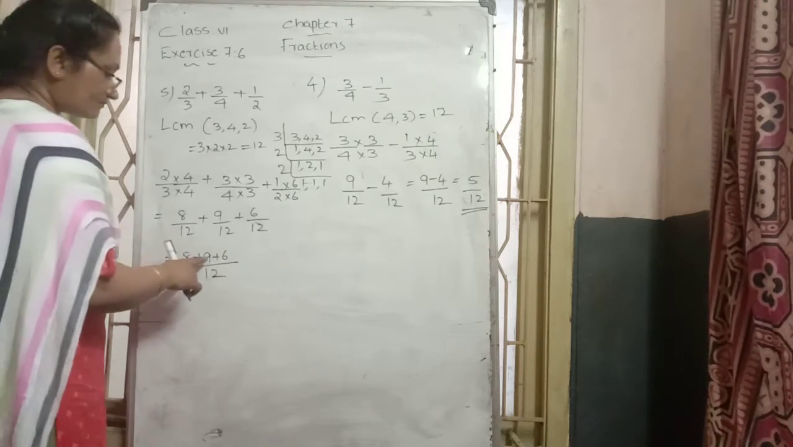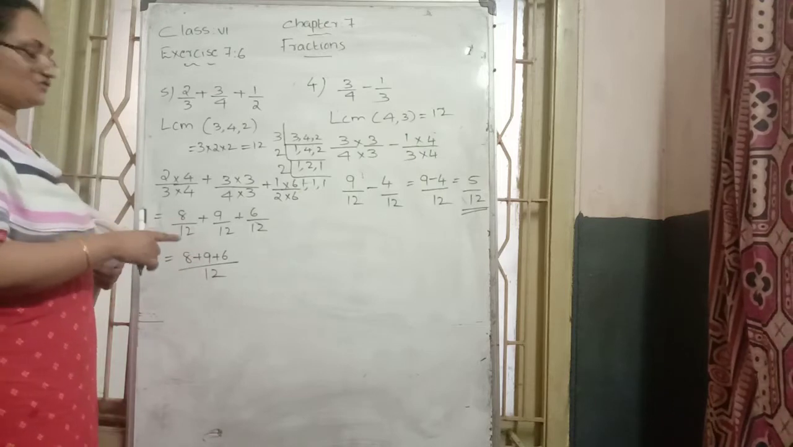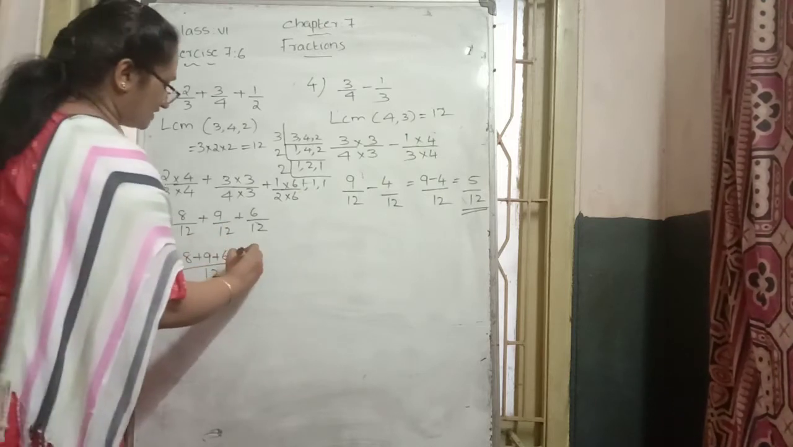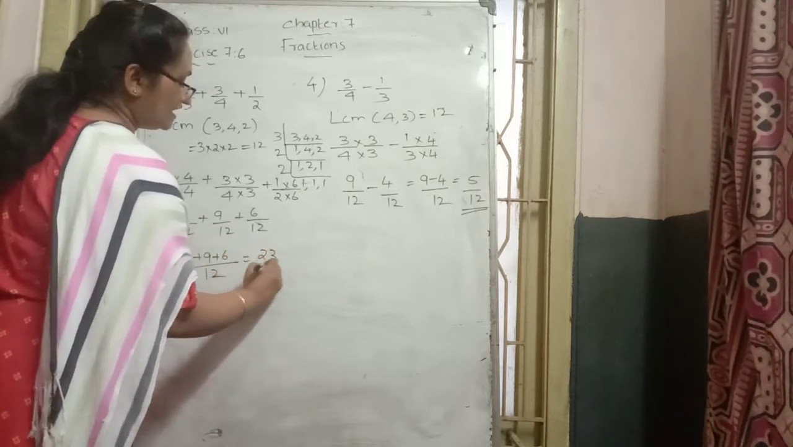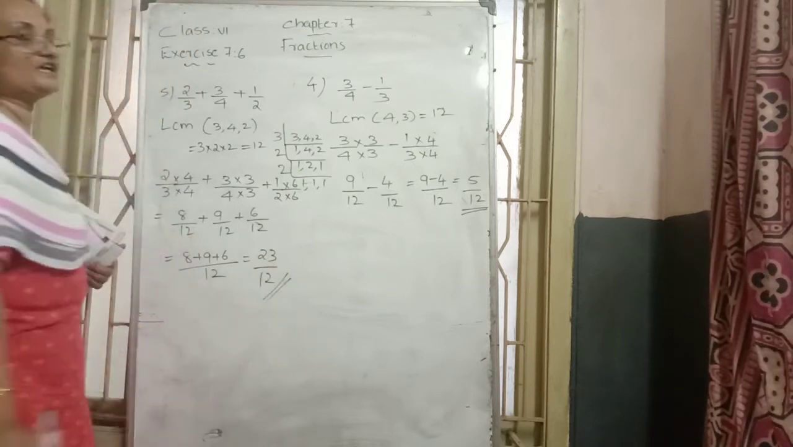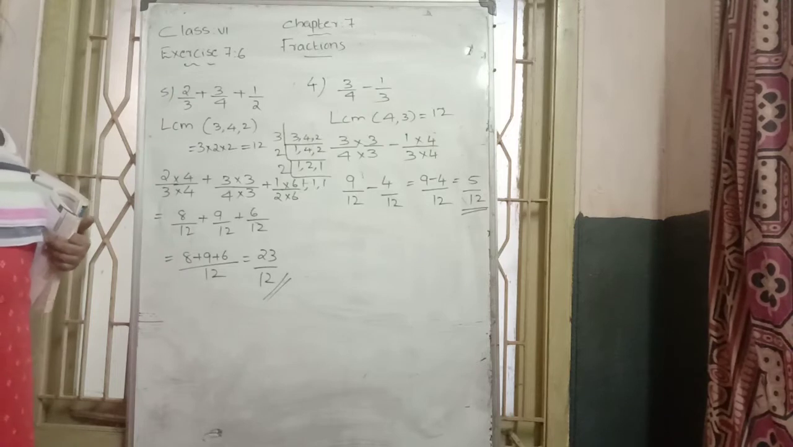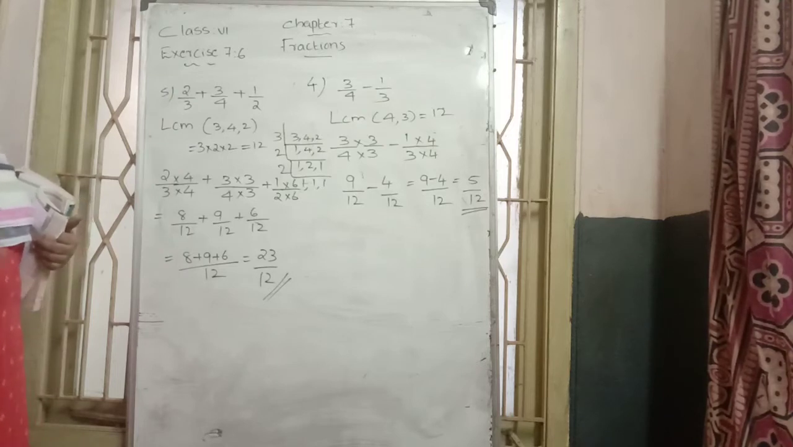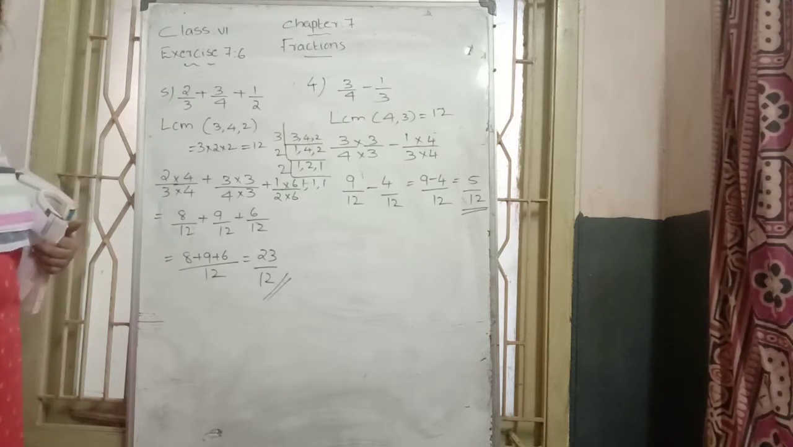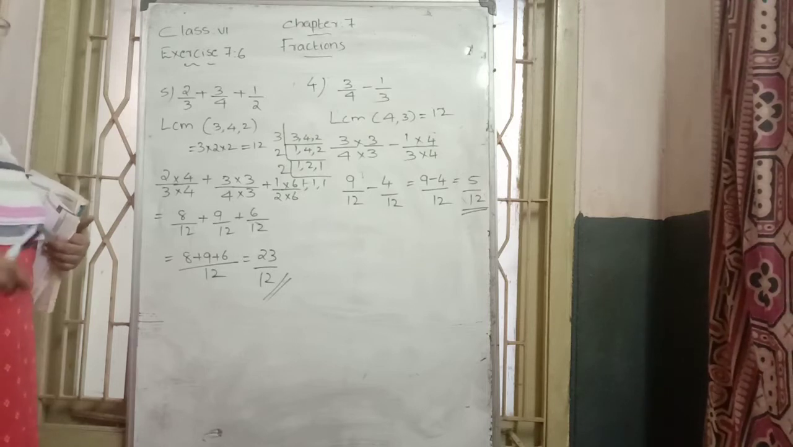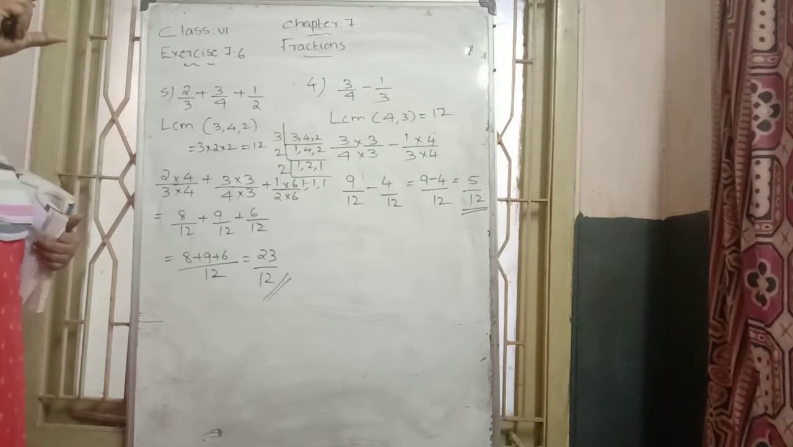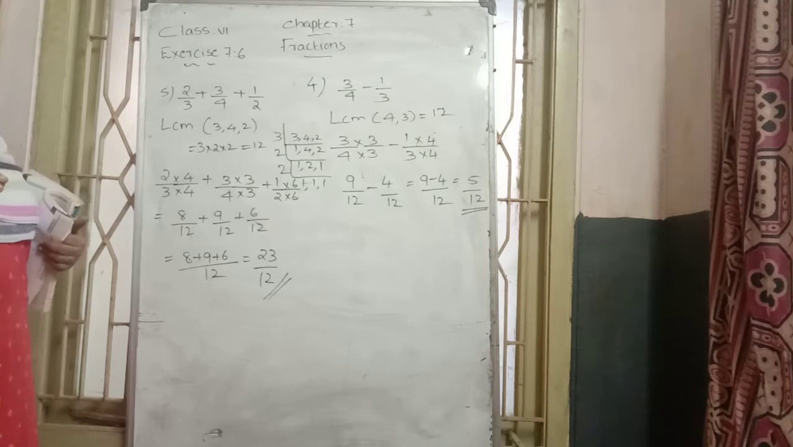Then add 9 plus 6, which will become how much? 15. 15 plus 8 comes to be how much? 23 by 12. Adding numerators and keeping the same denominator, right? So this is the procedure for three fractions. When unlike fractions come, make them like fractions, and afterwards just add the numerator part and keep the same denominator, right?